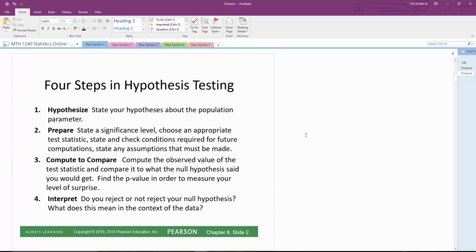So this next slide talks about the 4 steps in hypothesis testing that we're going to do. The first step is to hypothesize. We want to state our hypothesis about the population parameter. Remember, hypothesis testing always has to do with the population parameter. We're never making a claim about a statistic about a sample.